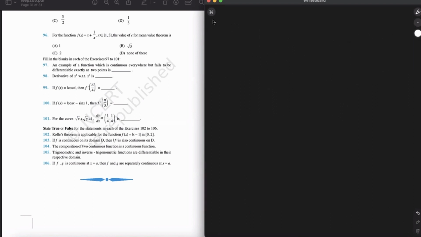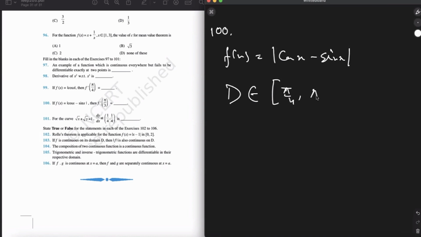Now, question number 100. The question has f x equals mod of cos x minus sin x, where we have to find f dash at pi by 3. So if I restrict the domain from pi by 4 to pi by 2, see, this is the region where cos x is less than sin x.